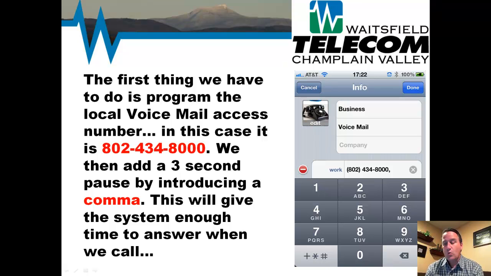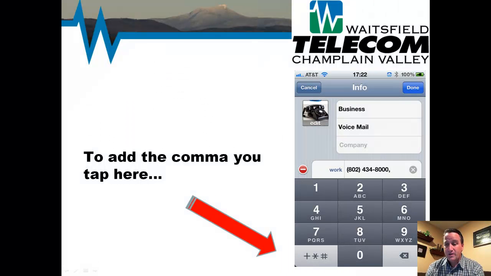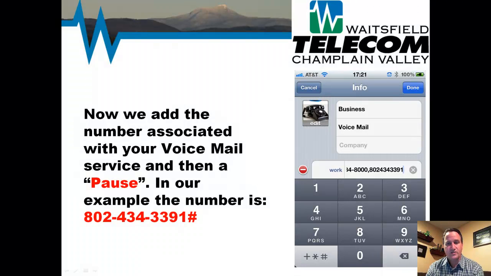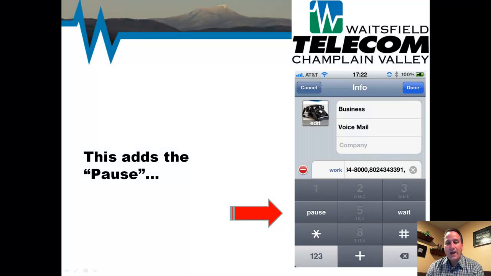How do you do that? Well, on the iPhone you enter a comma, but there's no place on the buttons to enter a comma. But actually there is. If you hit these wildcard keys, you come to another menu where it says pause. So you tap that pause button, and that'll give you a 3-second delay. So we just go to the next field. We know that the system's going to ask us for the voicemail phone number. So this is where I would add 802-434-3391 pound. And then I would add another pause.